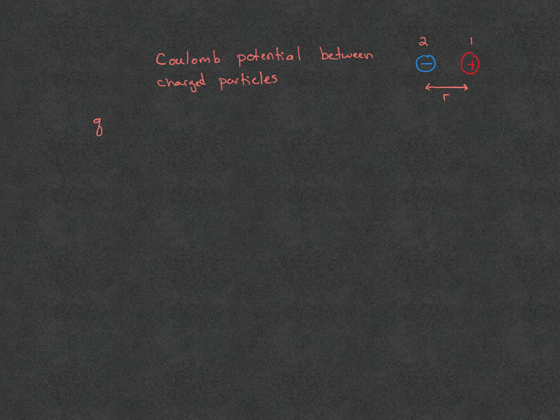So then Q1 is going to be the fundamental charge, which we'll call E, and Q2 is going to be equal to the negative of the fundamental charge, which we'll call negative E. And let's see, what is this value? So this is a very small amount of charge, right? Something like 1.602 times 10 to the minus 19 coulombs.